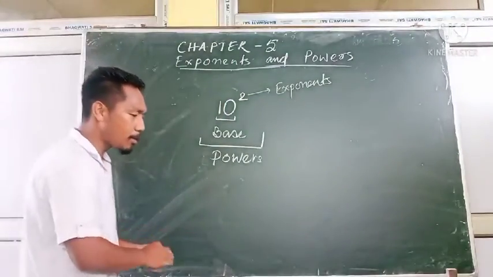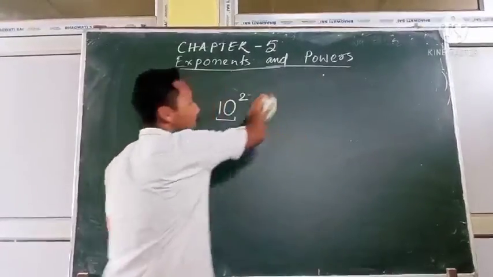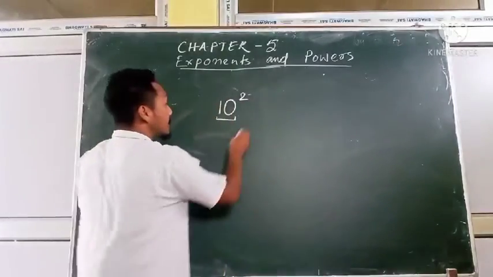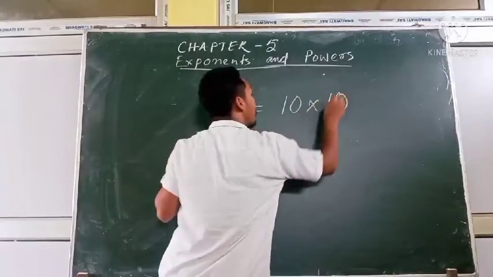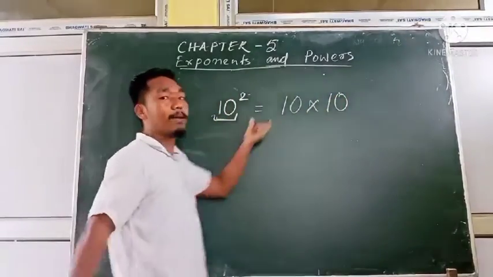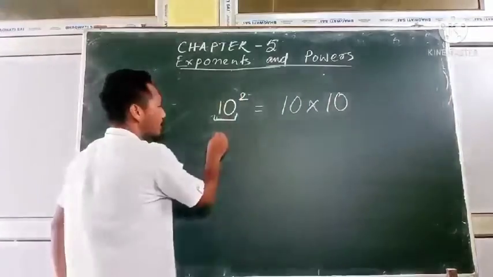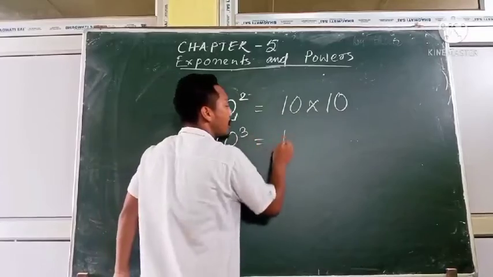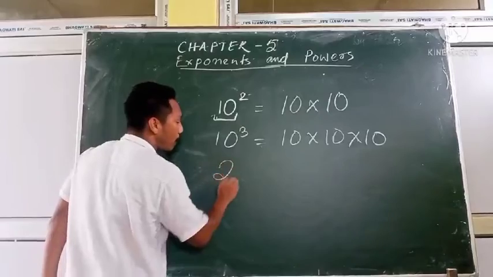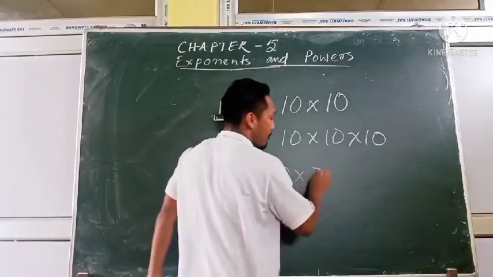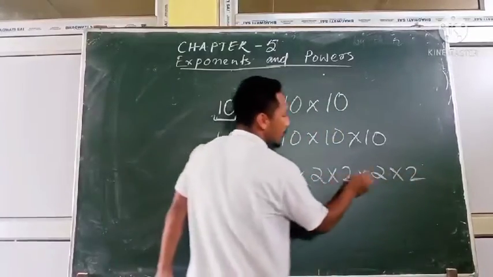Now, what does 10 to the power 2 stand for? It is a multiplication of 10. The base 10, which is written downside, is multiplied twice. Power is 2, that means it is multiplied twice. 10 to the power 3 means 10 is multiplied 3 times. 2 to the power 5 means 2 is multiplied 5 times. 1, 2, 3, 4, 5.